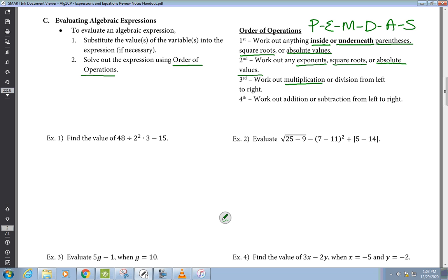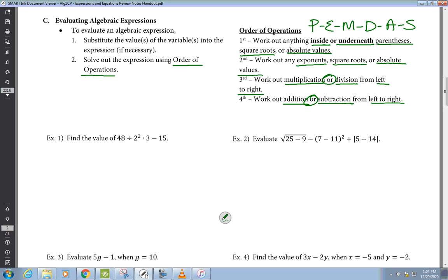Then multiply or divide from left to right. This is one concept that I know a lot of people struggle with in the first semester. Multiply or divide from left to right. Or multiply or divide. That means if division comes first, you got to do it first. The end. Lastly, add or subtract from left to right. Same thing. If subtraction comes before addition, so what? You do the subtraction first and then do the addition second. That is what it is.